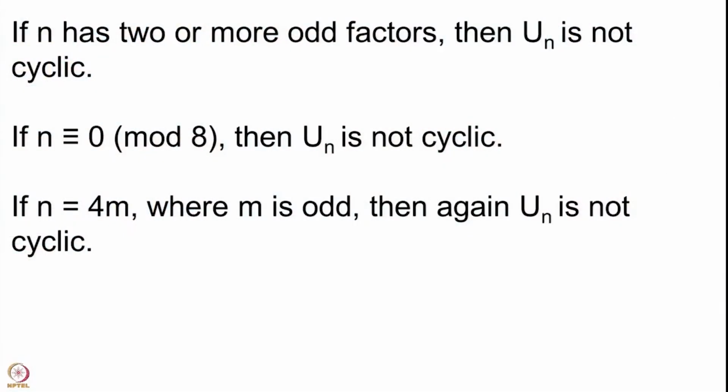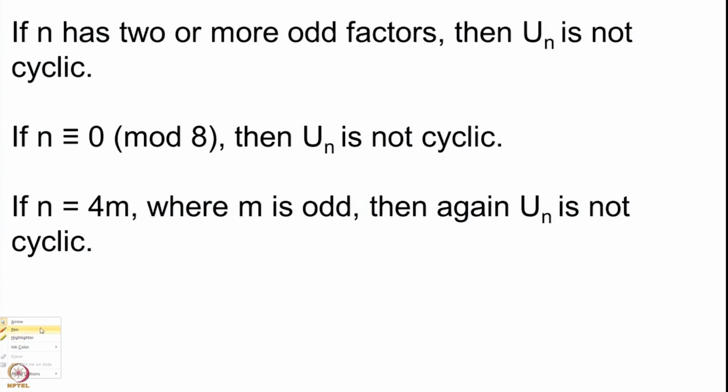So, this is the last case, for n is 4m where m is odd, then again U_n is not cyclic. This is because in this case, if you were looking at the square roots modulo n, there is a square root modulo 4, namely 3, the square root of 1, and m being odd will give you at least one more square root, and together with the element 1 you have more than 2 square roots of 1, and so U_n is not going to be cyclic.